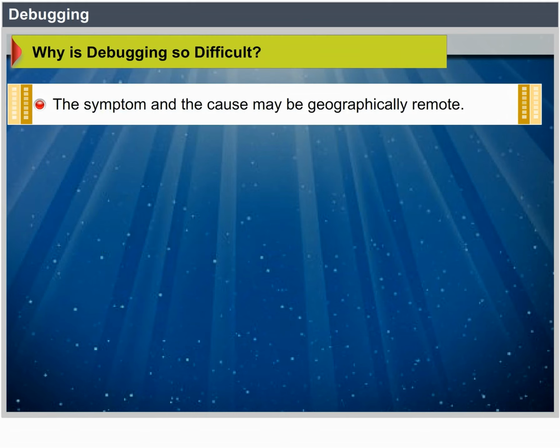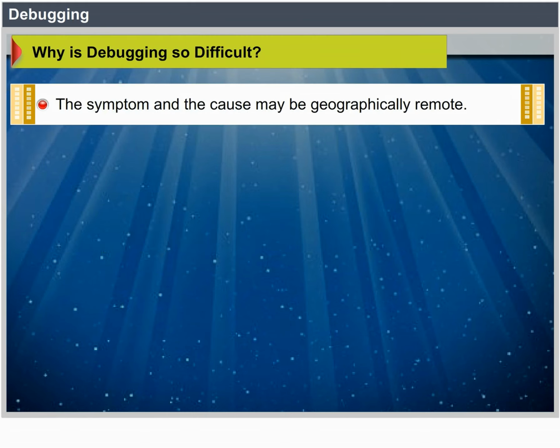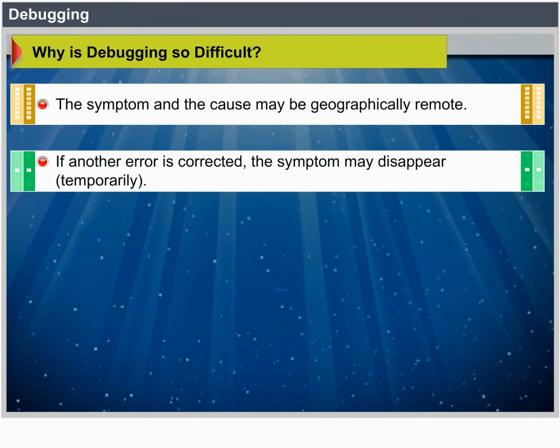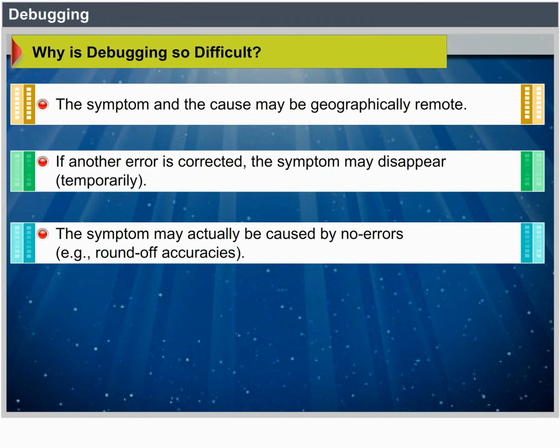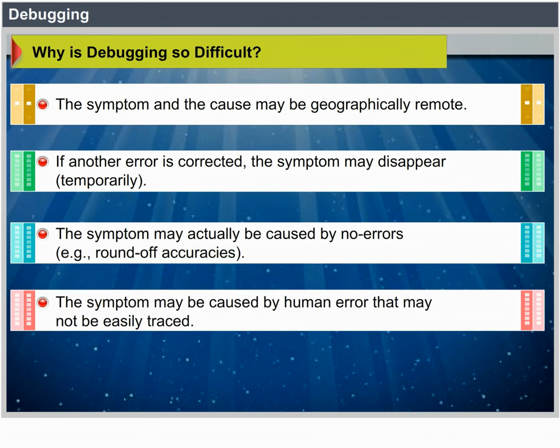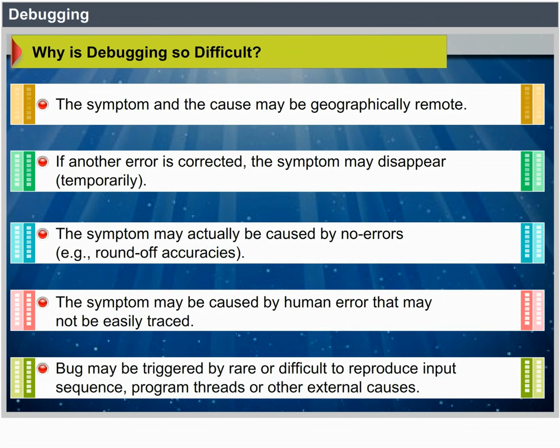Why is debugging so difficult? The symptom and the cause may be geographically remote. The symptom may disappear temporarily when another error is corrected. The symptom may actually be caused by non-errors. The symptom may be caused by human error that is not easily traced. Bug may be triggered by rare or difficult to reproduce input sequence, program threads, or other external causes.